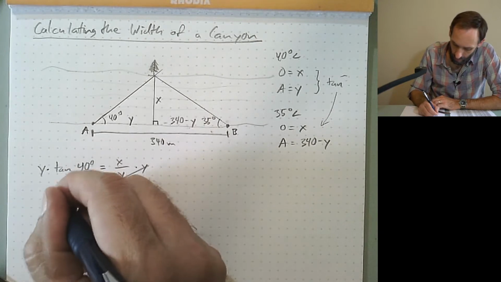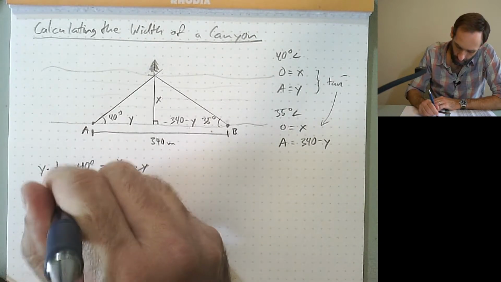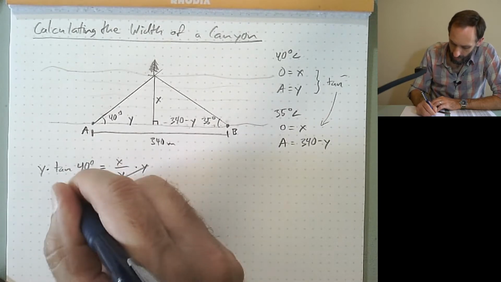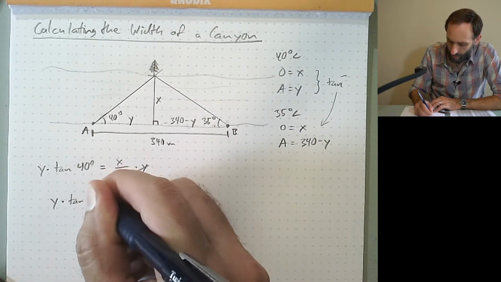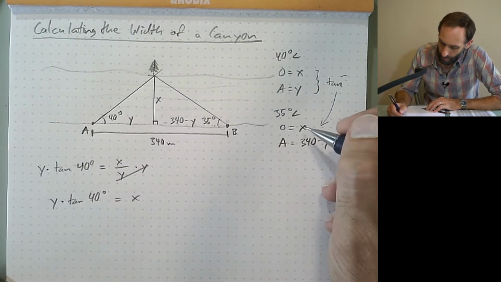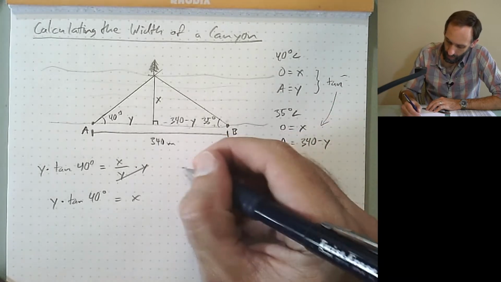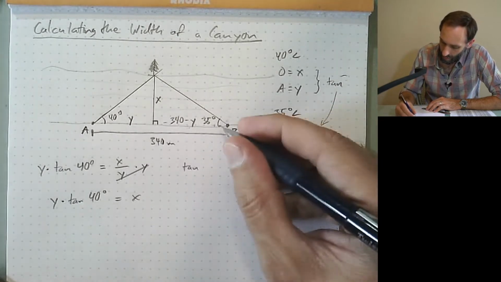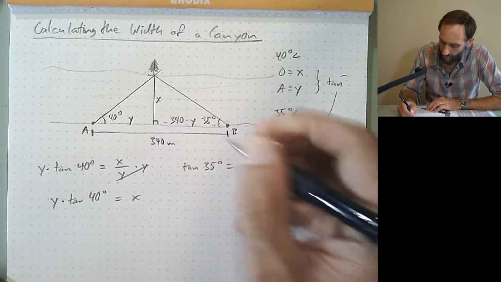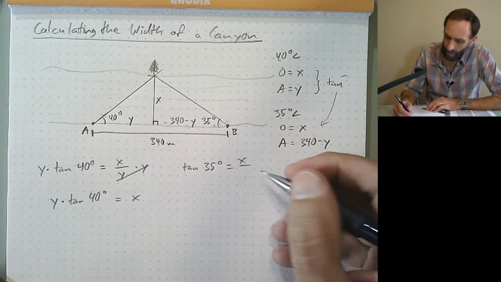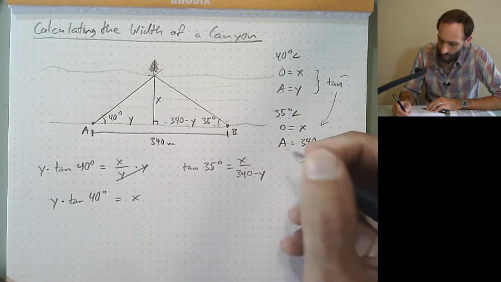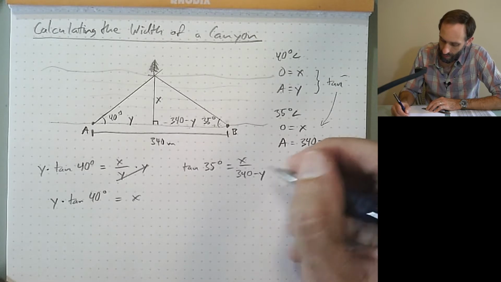And so we get y times the tangent of 40 degrees is equal to x. Okay, so over here we have that the tangent of the 35-degree angle is the opposite side, x, divided by the adjacent, 340 minus y. We'll multiply that by both sides as well.